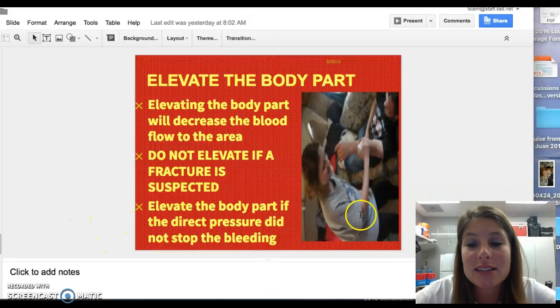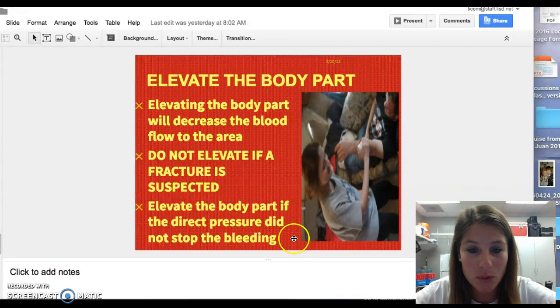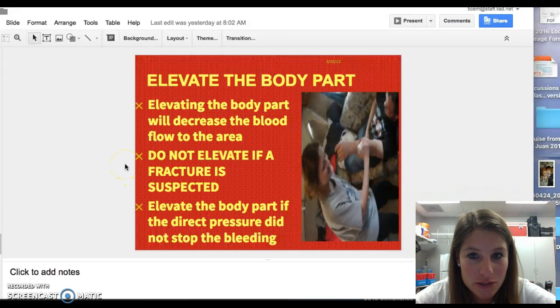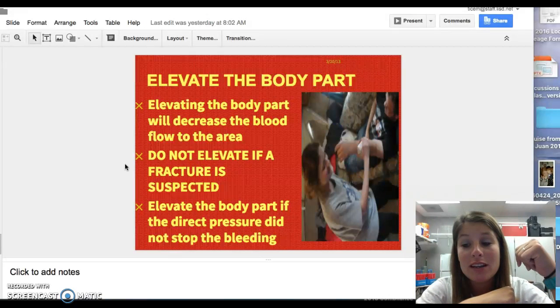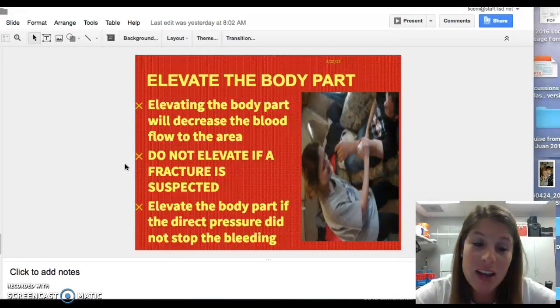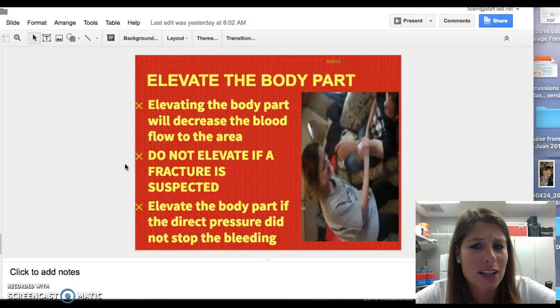The second step is elevate the area, okay? So they have their arm, the guy is laying down and his arm is raised up, okay? A big thing to worry about here, though, is you're not going to elevate if you think that there's a fracture, okay? Because if you elevate, that fracture that could just be sitting on top of one another, you could move it, and the fracture site can move and actually cause more damage, okay? So as long as you don't think that there's any type of fracture, you're going to elevate it, and you just need to elevate it 10 to 12 inches or above the heart.